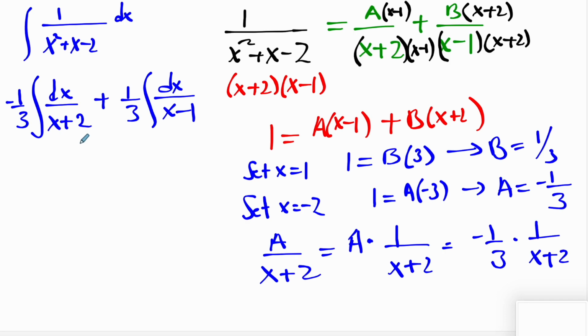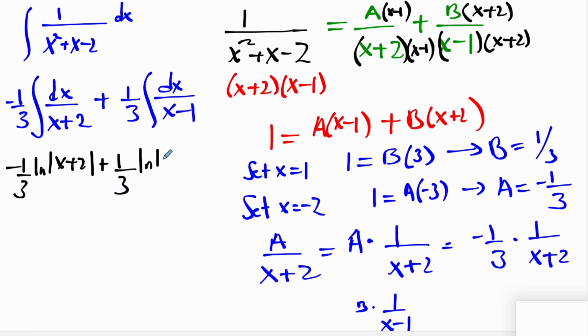Okay, so they were multiplying constants, like A times 1 over x plus 2, and B times 1 over x minus 1. And so it's okay if I put it in front of the integral, right? So this will be negative 1/3 ln of the bottom, because x has a coefficient of 1. If I call this u, this will just be du, so it will end up being ln of x plus 2. And then this will be 1/3 ln of x minus 1 plus C.